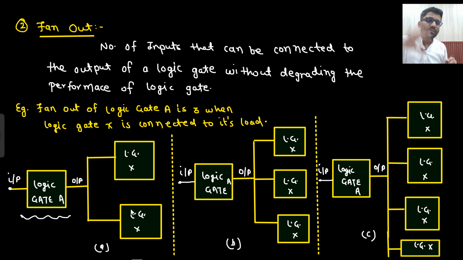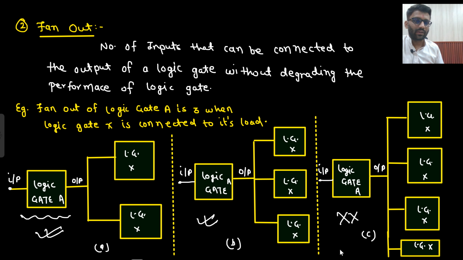You define fan out by how many inputs of logic gates can be connected. If I am saying that the fan out of the logic gate is 3, when input logic gate X is connected to its load, that means it can take a maximum of 3 logic gates at its load. That means it can certainly take 2 as well. It can certainly take 3 as well, but it cannot take 4. This is the fan out. At the output of the logic gate, the maximum number of some logic gate X that could be connected.